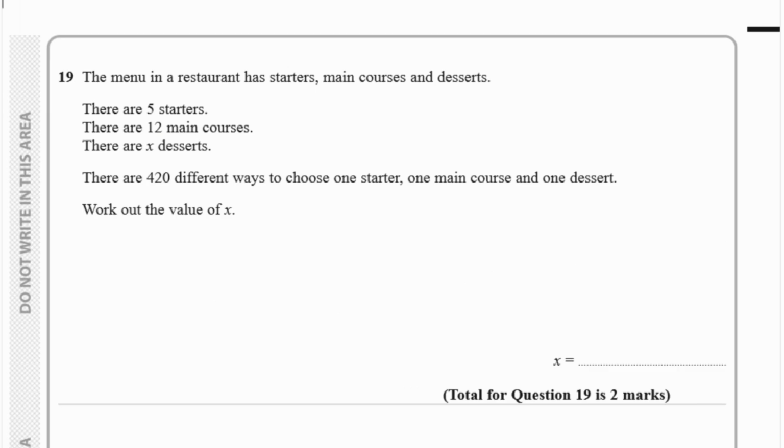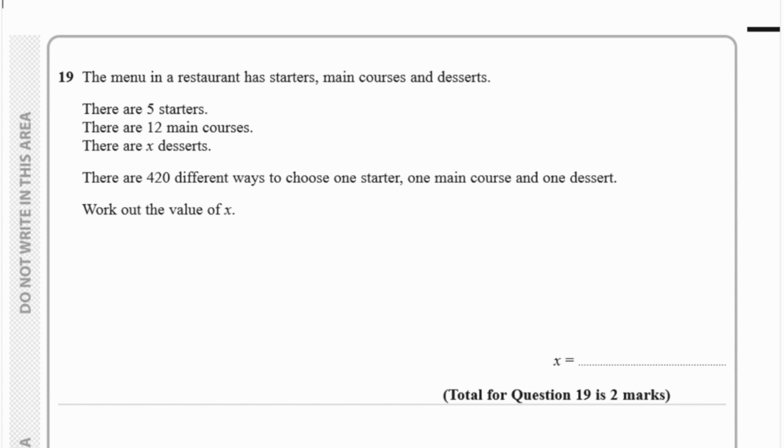Number 19. The menu in a restaurant has starters, main courses, and desserts. There are 5 starters, there are 12 main courses, there are X desserts. There are 420 different ways to choose 1 starter, 1 main course, and 1 dessert. Work out the value of X.